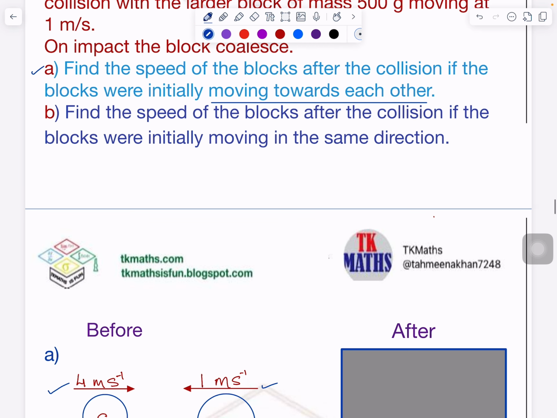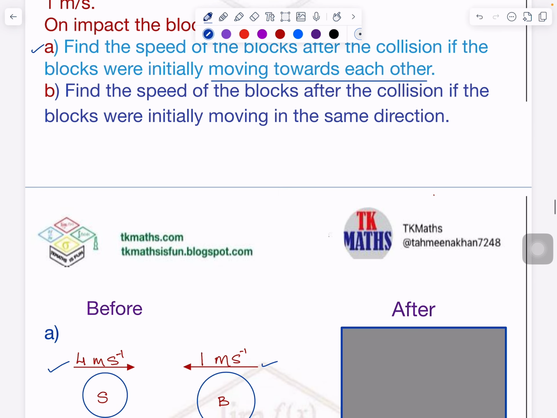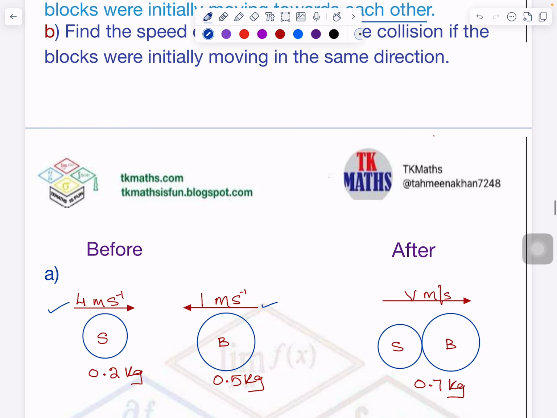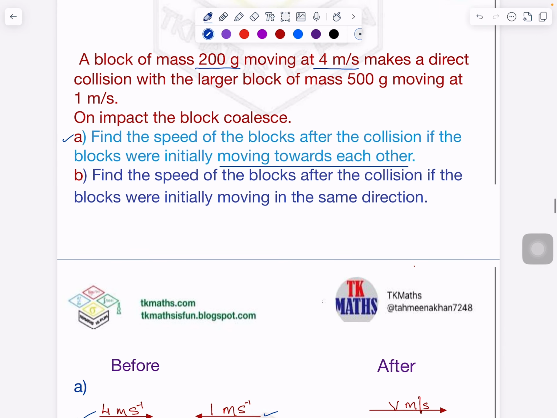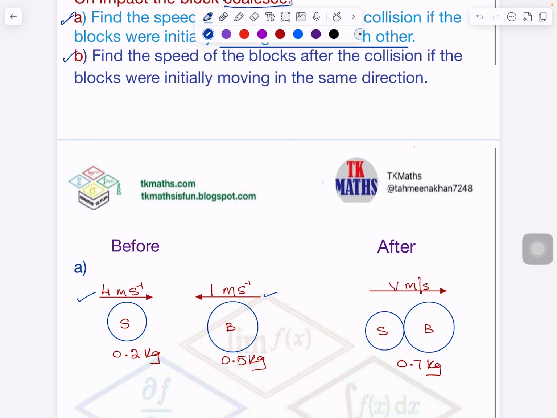Find the speed of the block after the collision if the blocks were initially moving toward each other, right? So now what will happen? See here, after. Again, if you want to read the question, see here: on impact, the blocks coalesce. It is given to you that in both the cases, part A and part B, you will consider that after the collision, the bodies are acting as a single object, right? That is the reason we have written it like this. So now we have to find out the velocity of this object.